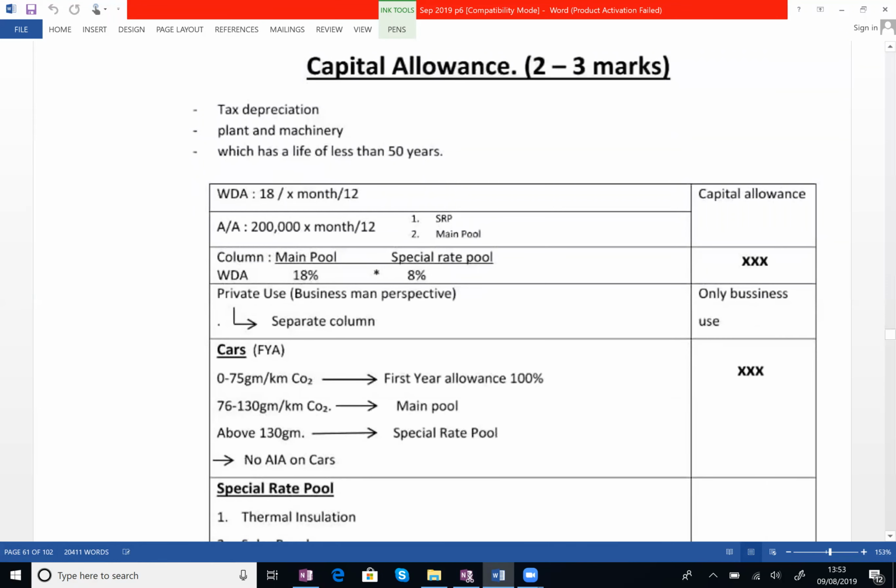Second column, AIA. In my notes, A/A is written, so please make it AIA. AIA means annual investment allowance. 200,000 is available when you purchase plant and machinery. You will apportion it by month by 12 if your accounting period is more than or less than 12 months. Third, you will make 2 columns, main pool and special rate pool. In main pool, WDA 18% available, and in special rate pool, SRP, WDA 8% available.